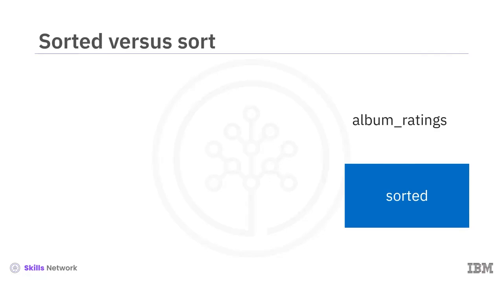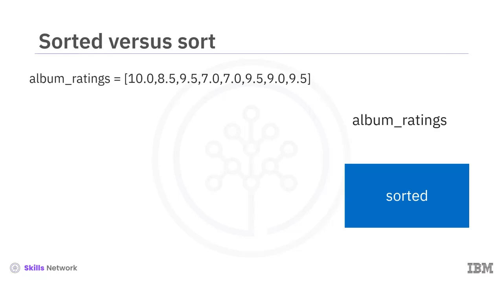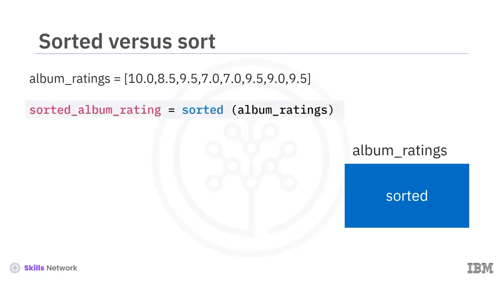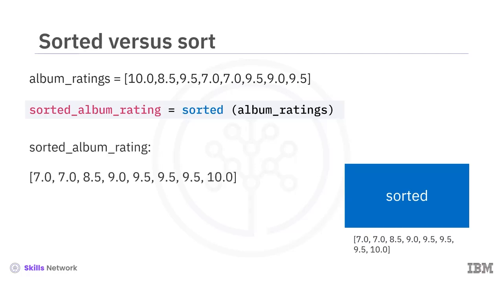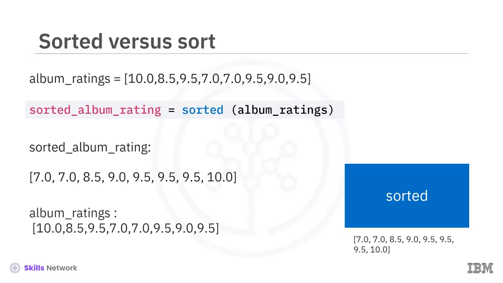There are 2 ways to sort a list. The first is using the function sorted. We can also use the list method sort. Methods are similar to functions. Let's use this as an example to illustrate the difference. The function sorted returns a new sorted list or tuple. Consider the list album ratings. We can apply the function sorted to the list album ratings and get a new list sorted album rating. The result is a new sorted list. If we look at the list album ratings, nothing has changed.